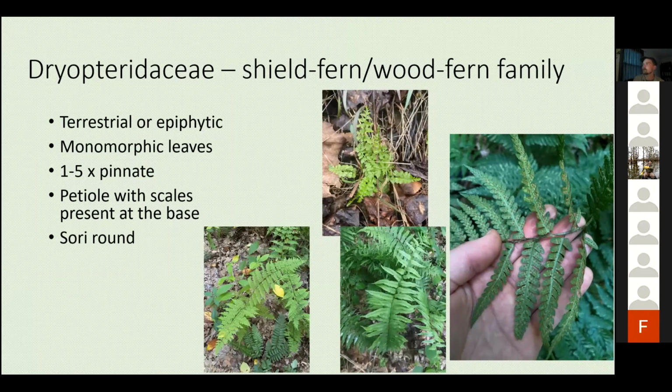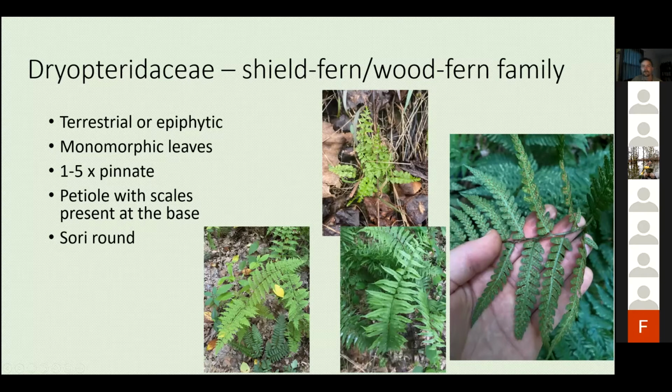Okay, so now we're moving into the Dryopteridaceae family, the shield fern family, or otherwise the wood fern family too. That's another name for it. So these are terrestrial or epiphytic plants. They have monomorphic leaves, and these are typically 1 to 5 times pinnate. They have petioles with scales. These scales are always present at the base. So down at the bottom of the plants, there'll be scales. And then the sori are typically round.